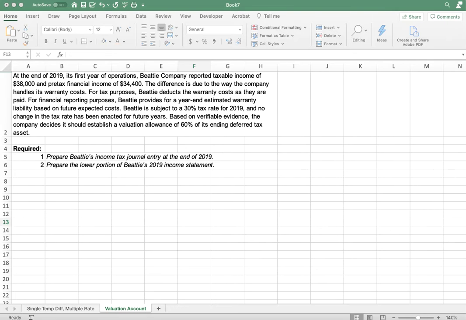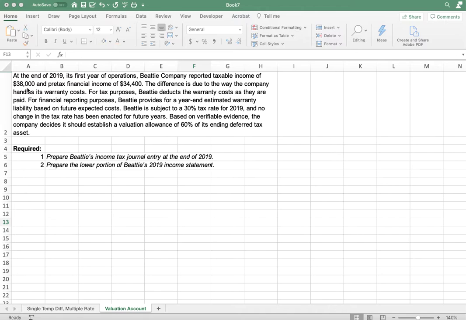BD is subject to a 30% tax rate for 2019, and no change in the tax rate has been enacted for future years. Based on verifiable evidence, the company decides it should establish a valuation allowance of 60% of its ending deferred tax asset. Prepare BD's income tax journal entry at the end of 2019, and then prepare the lower portion of BD's 2019 income statement.